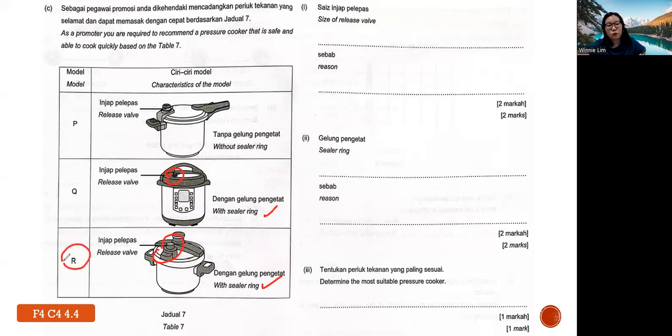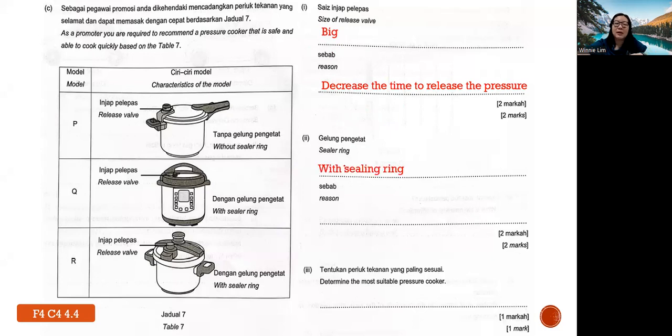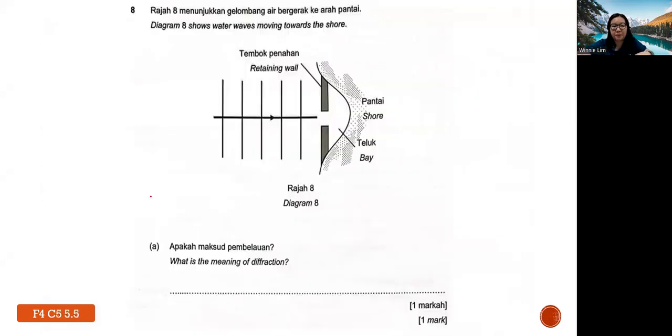So it seems like you should choose, so let's see the choice. The release valve has to be big. What is the reason? Decrease the time to release the pressure, or you can release the gas pressure faster. Then with sealing ring, prevent the pressure leakage. Therefore, you choose R. So this is how you give the answer for question 7. Okay, now we have question 8.